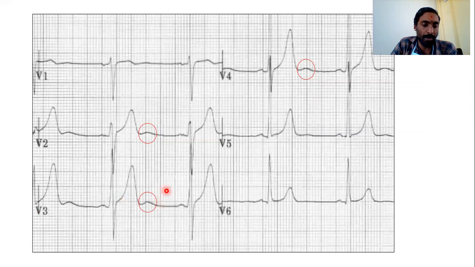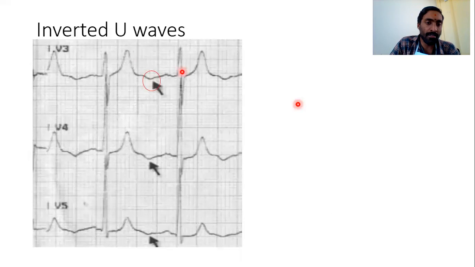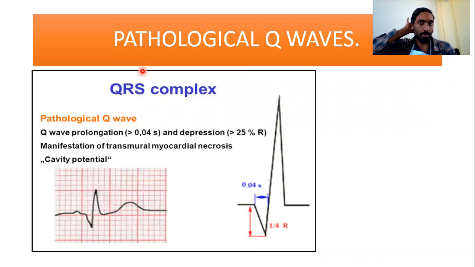So here we have a sinus bradycardia and prominent U waves. Here we have a patient with hypokalemia who has T wave inversions with a prominent U wave. So this is called as a T wave fusion wave, which is seen in hypokalemia, and this is inverted U waves that are seen in coronary artery disease. So once we know what a U is, we'll see abnormalities of the QRS complex.